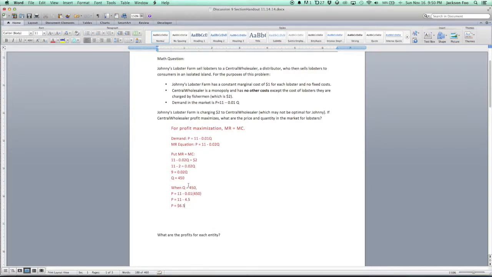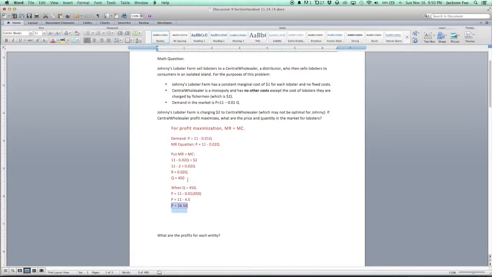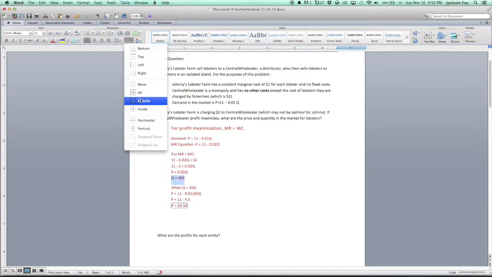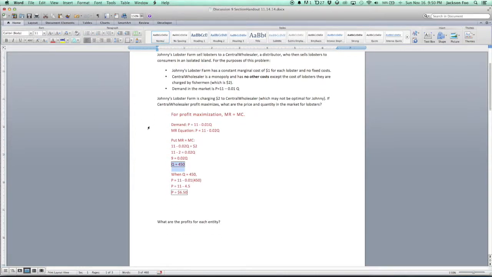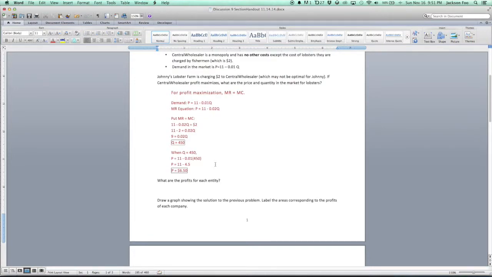Okay, so here we have the answers. P equals 650 is our profit maximizing point for the wholesaler, and Q equals 450 as well. That's the point. And these are going to be very important when we start sketching our graph. Okay, let's move on to profits for each entity.